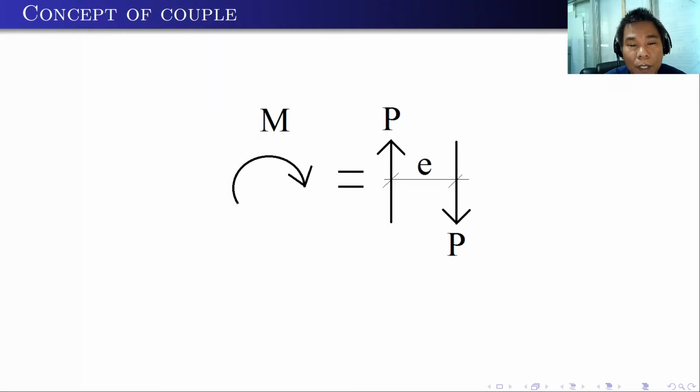We can actually find an equivalent of the couple in terms of a force. We can look for equivalent forces that are parallel to each other, with the same magnitude but in the opposite direction. And these should be parallel to each other at a distance a, so that the couple M is equal to P times a.